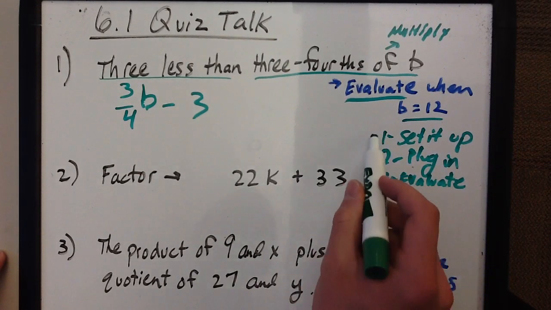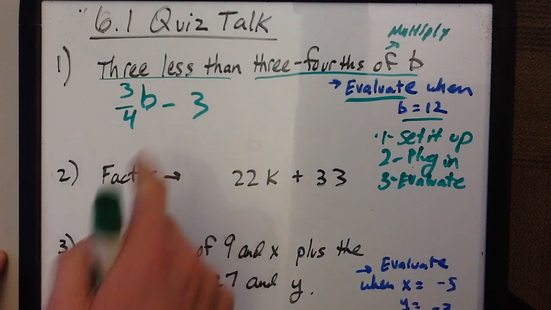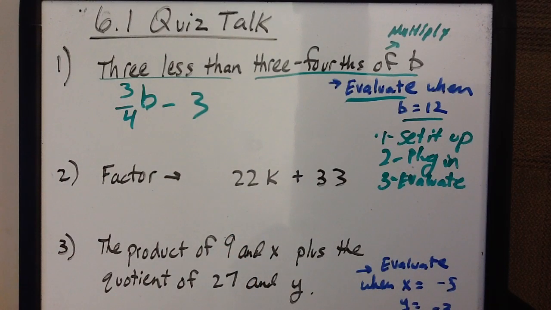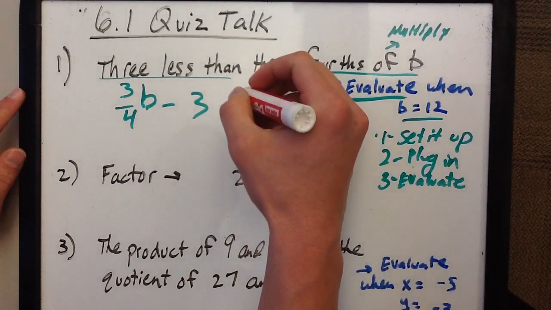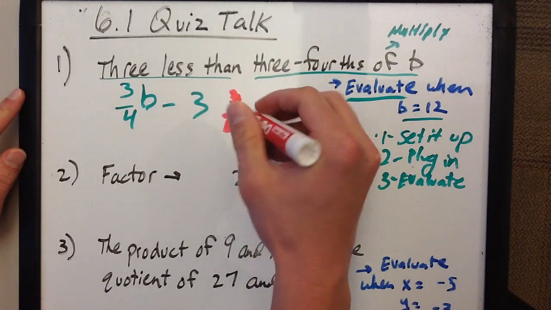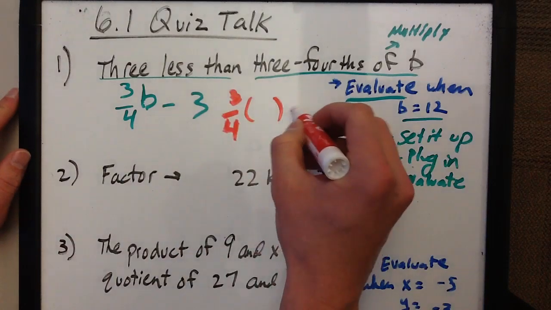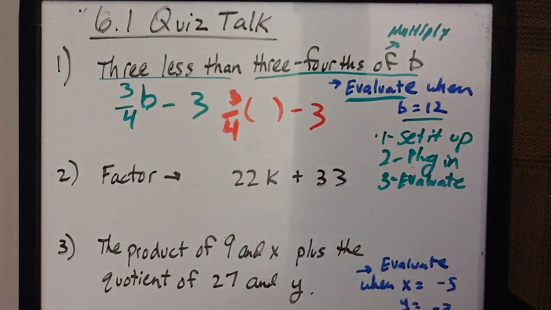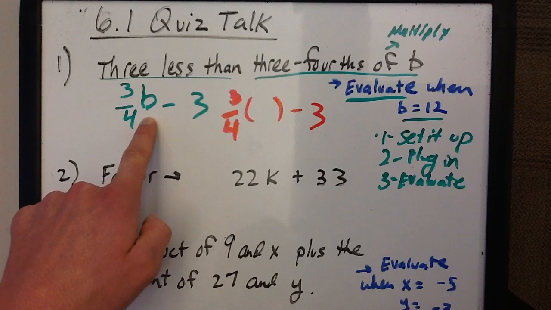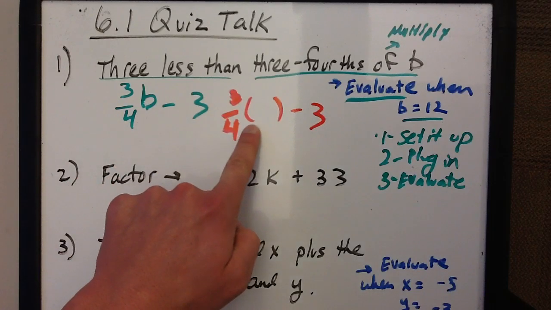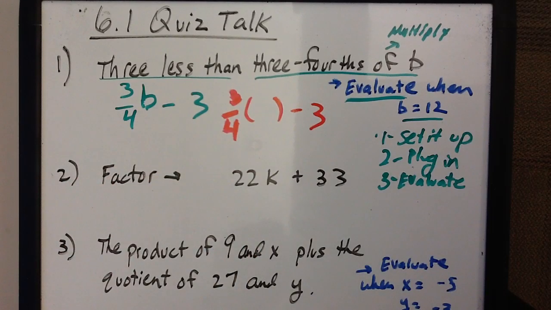Number 1, set it up. That means you're going to copy that same expression, 3/4 b minus 3. I'll copy that same exact expression, except anytime I see a b, I'm going to put parentheses instead. So here, I'm just going to copy what that says. I'll use a different color. 3/4, there's a b, so I'm going to put parentheses instead. Then I have minus 3, so I put minus 3. Okay, all I did was copy that expression, except in place of the b, I now have parentheses. That's step 1, set it up.